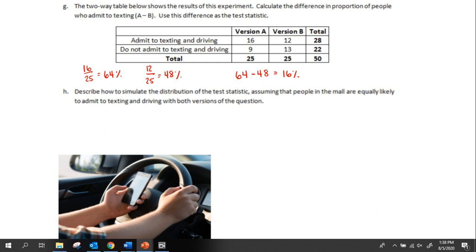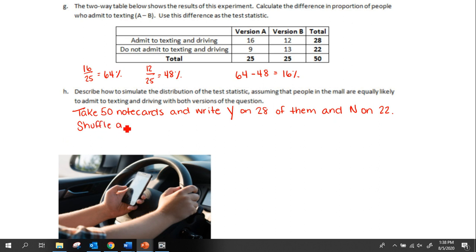Describe how to simulate the distribution of the test statistic, assuming that people in the mall are equally likely to admit to texting and driving with both versions of the question. So we would take 50 note cards and write Y for yes, or if you want to put A for admit, that's fine, on 28 of them, and N on 22. Shuffle, and divide into two piles of 25, for version A and version B.